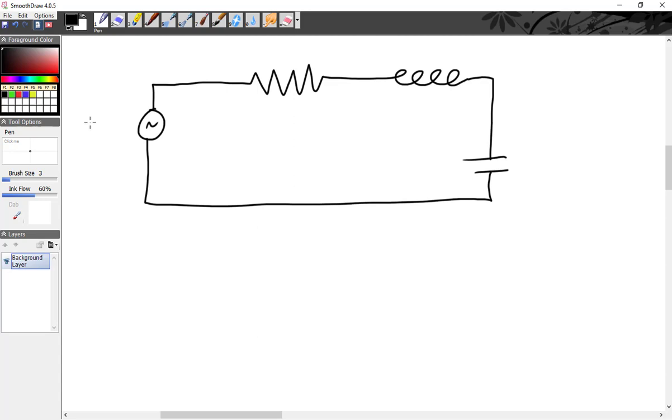I don't know what the givens are here. Okay, I guess we'll go. We don't need it. 60 hertz. 220 volts. 200 ohms. 1.5 henries and 5 microfarads. That's all you need right there.